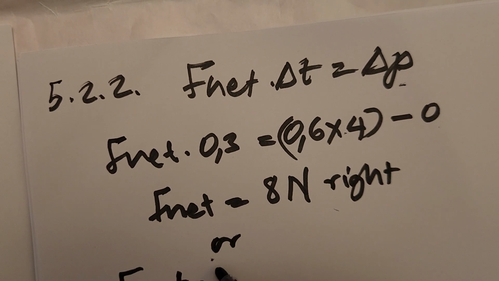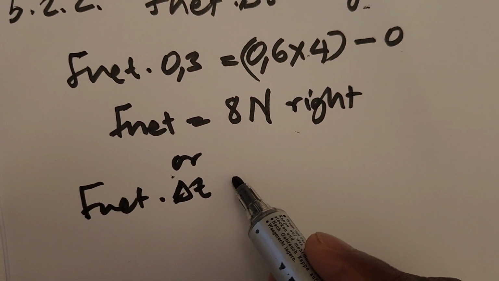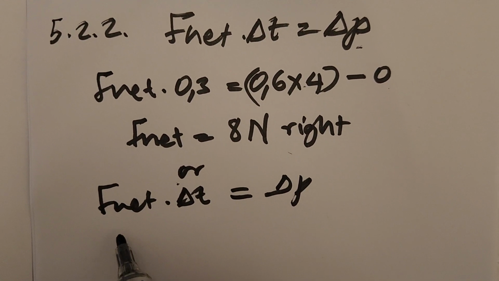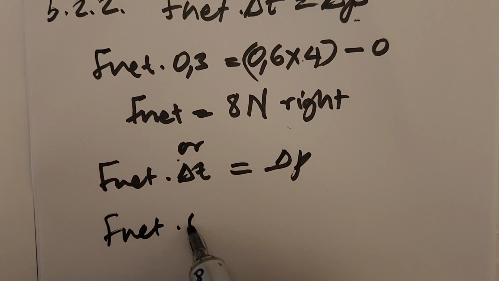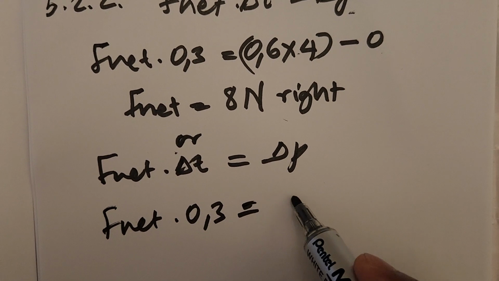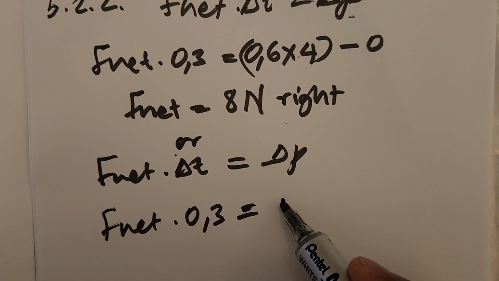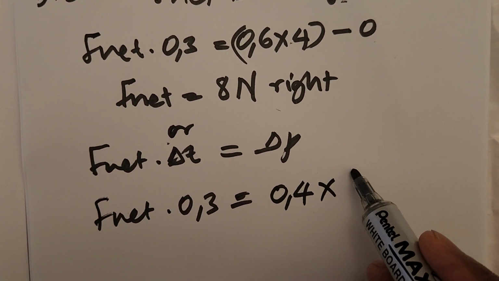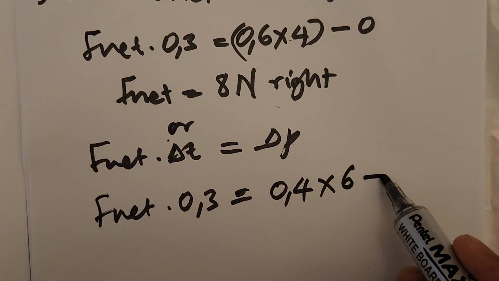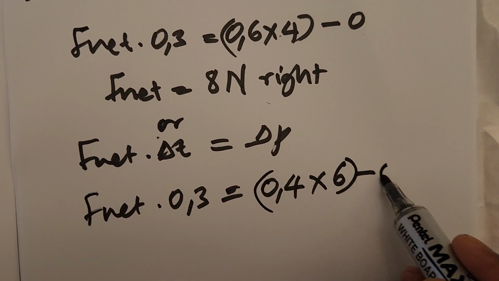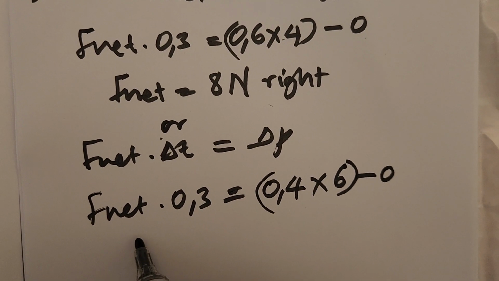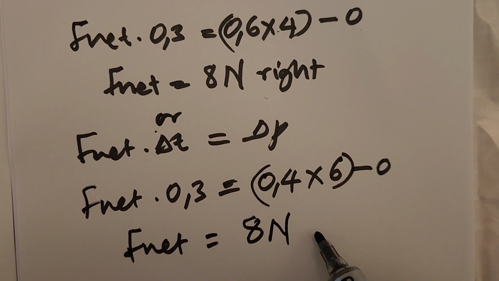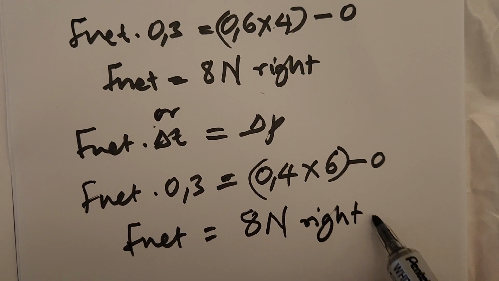Or you can get the very same by saying F net for P, delta T equals to delta P. No problem. Now let's say F net multiplied by 0.3 equals the change in momentum, which in this case is 0.4 multiplied by 6, isn't it? That's the final velocity, and then the initial momentum was 0. If I multiply the two, it will give me the same answer, which will be 8 Newton, again to the right. I think it's clearer now.